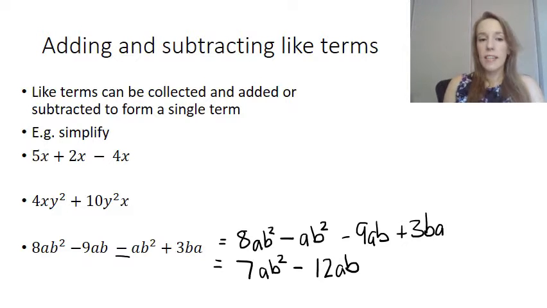So hopefully this has helped a bit. Just remember, if you're collecting like terms, they have to be the same pronumerals raised to the same power. From there, you can add and subtract them together.